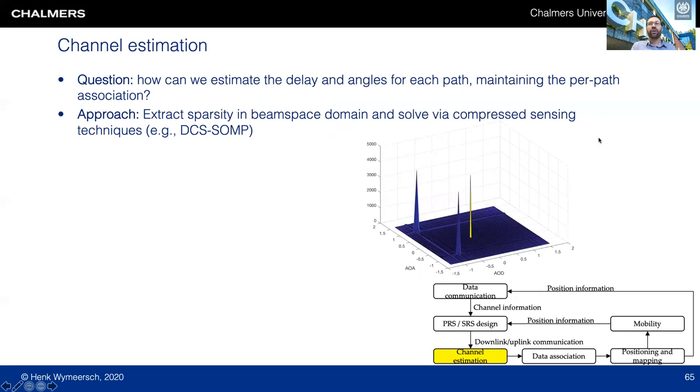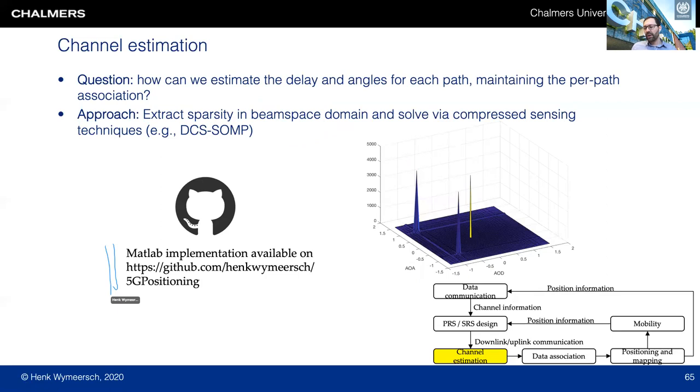If you want to play around with this, we actually have an implementation on GitHub, I think, for a two-dimensional scenario where you estimate angle of arrival, angle of departure, and delay using the orthogonal matching pursuit method. But basically, we just apply relatively standard techniques from channel estimation in millimeter wave and then use them for positioning.